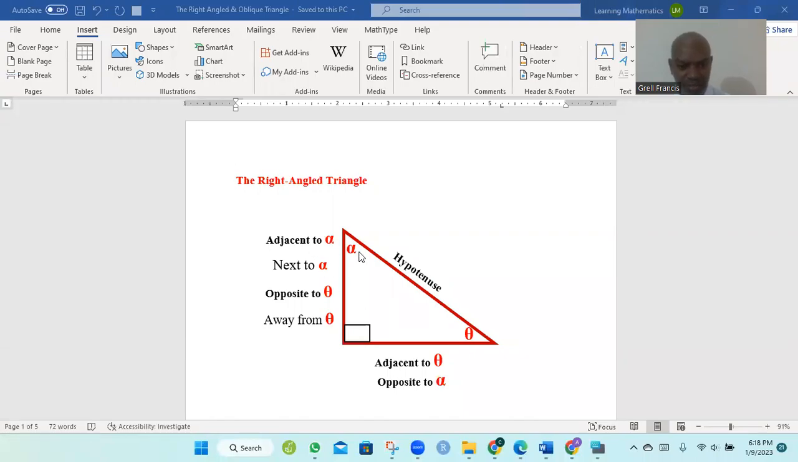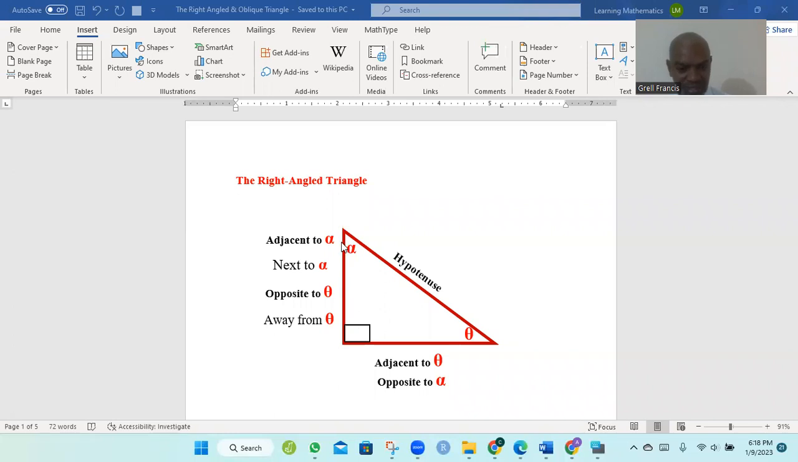This, as you can see, is a right-angled triangle. It is called a right-angled triangle because one of the angles is 90 degrees, represented by a box. Now, the labeling of the right-angled triangle is very important. The box, the 90 degrees, is always pointing to the hypotenuse, as you can see. So the hypotenuse is right across from the 90 degrees.